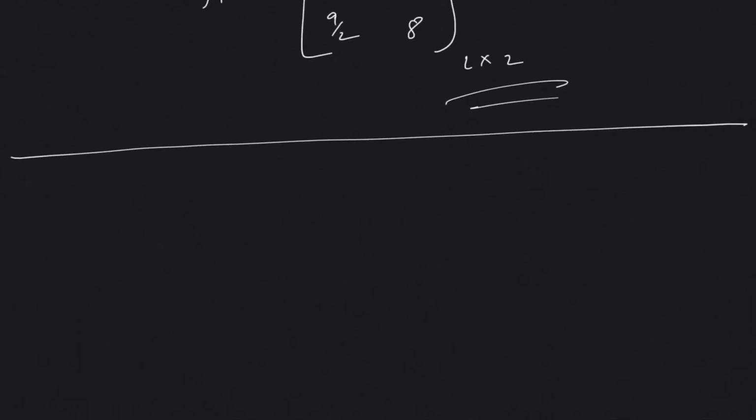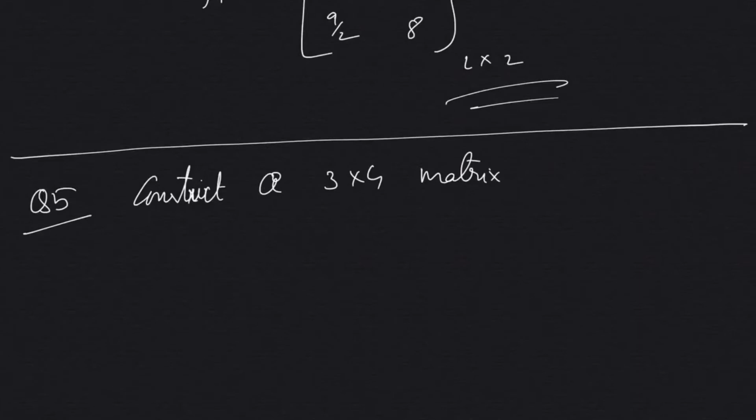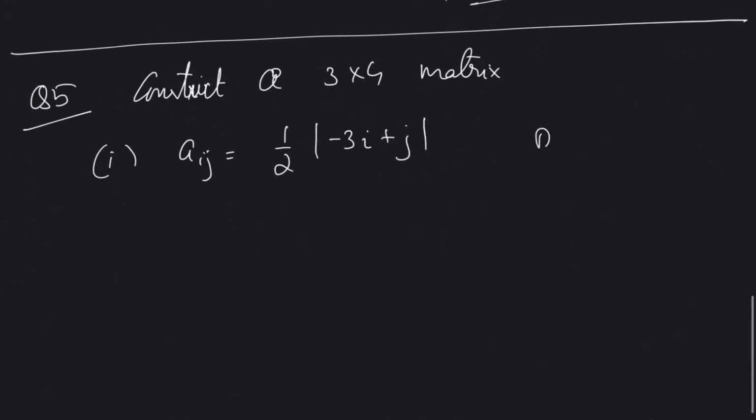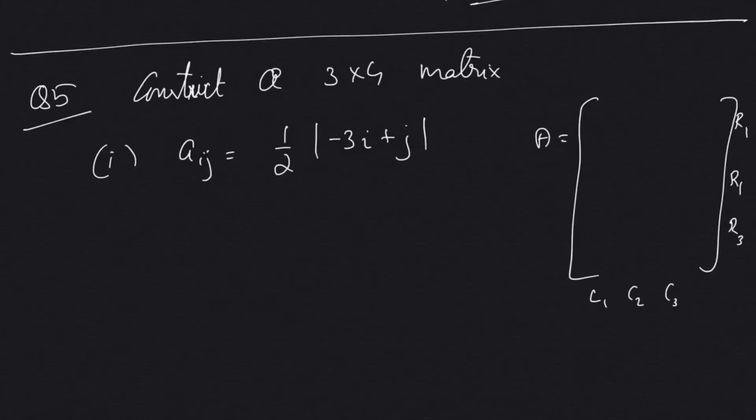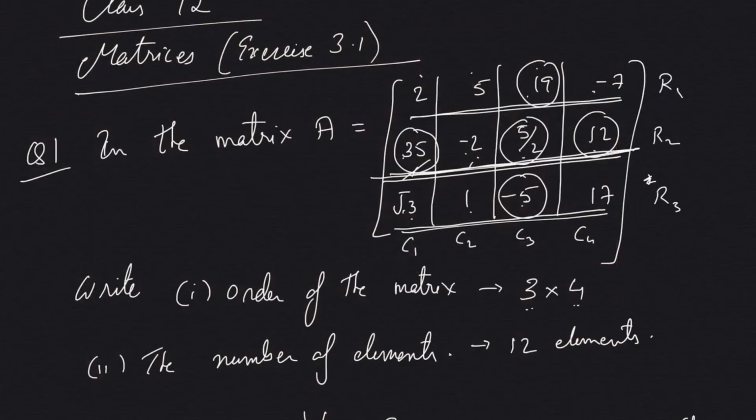Likewise, actually, we can find out any question, like question number 5 again. I'll not write the question completely. Construct a 3 by 4 matrix. Now let's try number 1, whose ijth element is 1 by 2 modulus of 3i plus j. So 3 by 4, let's try to visualize. We will have three rows and four columns. So A11, A12, A13, A14.